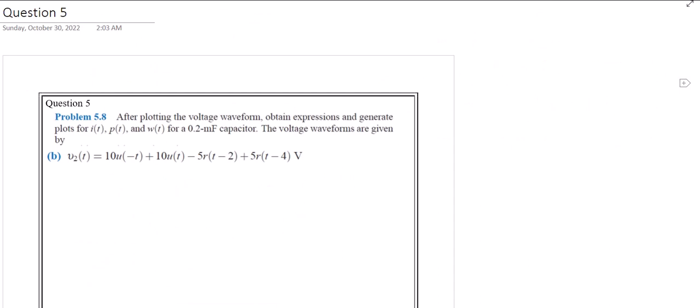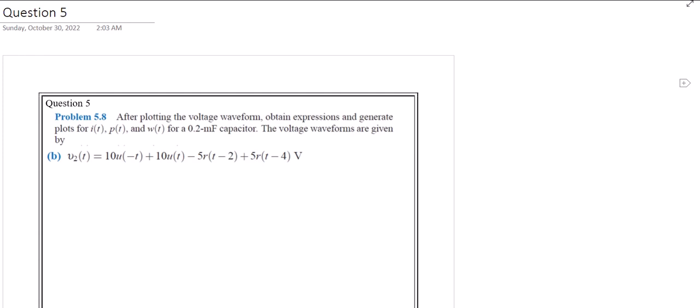Question 5. After plotting the voltage waveform, obtain expressions and generate plots for i(t), p(t), and w(t) for a 0.2 millifarad capacitor. The voltage waveforms are given by, and this was from a problem that had several parts, and I just picked this part.